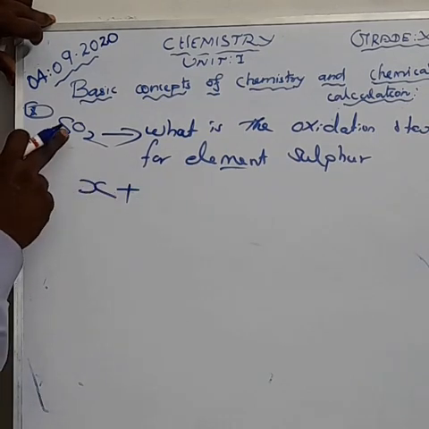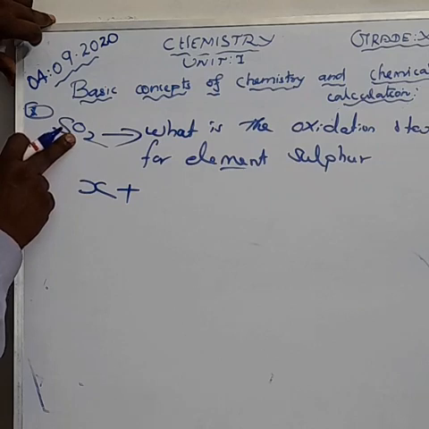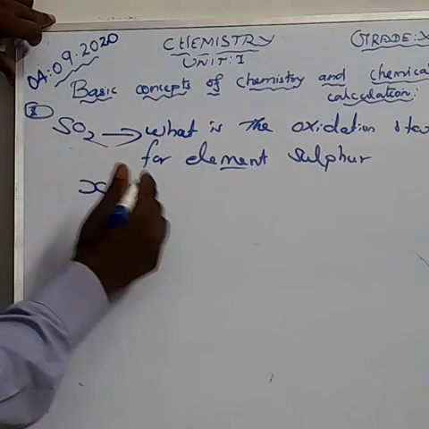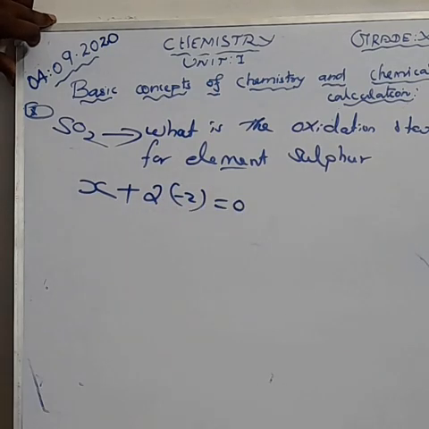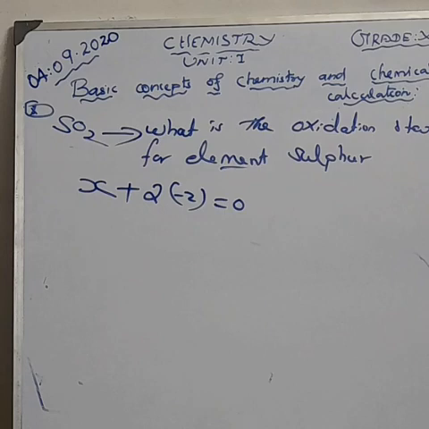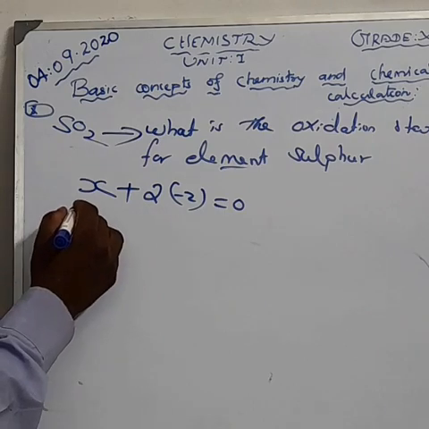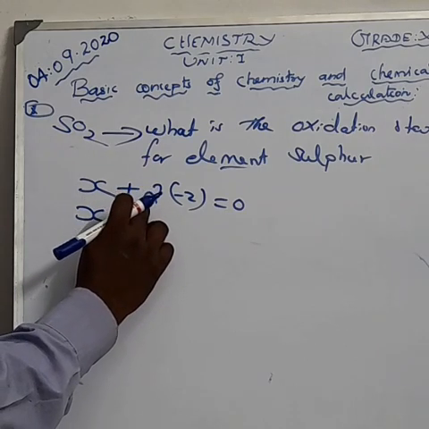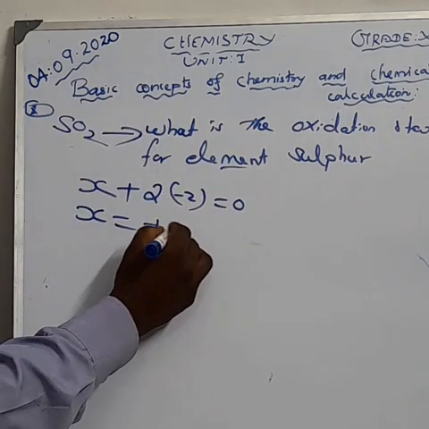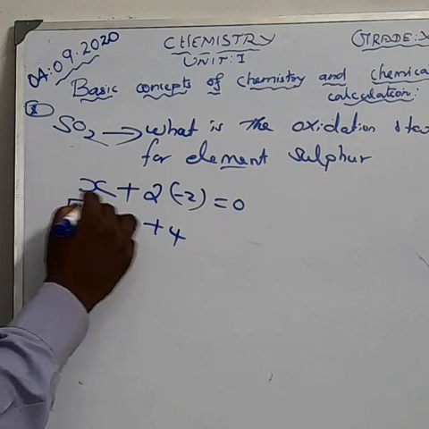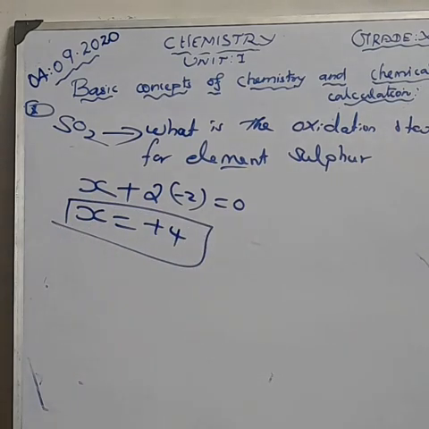X plus oxygen, already I told you, is -2. How much oxygen is there? 2 oxygen. So 2 into -2 equal to 0. This is the formula. Am I right? Okay. Now, what's the answer? X is equal to 2 into -2, which is -4, so next we get +4. So the oxidation state for sulfur in SO2 is +4.